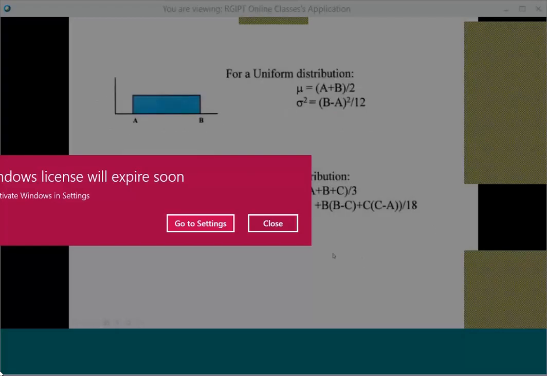Think about it. Now, if you have a uniform distribution, for uniform distribution you have mean and variance. You have A and B, so the mean is (A plus B) by 2, and the variance is (B minus A) squared divided by 12. If you have a triangular distribution, then this is your mean and variance for the triangular distribution.